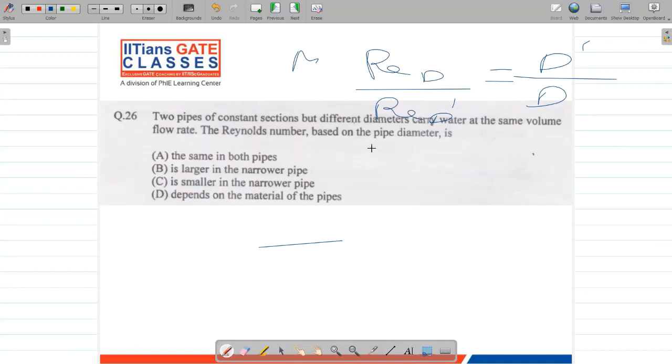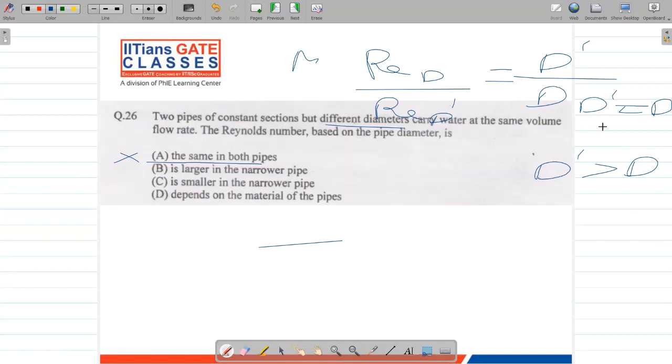Now they're asking us Reynolds number based on the pipe diameter, same for both pipes. So from the equation, you can see that only if D prime is equal to D, we can say that the Reynolds number is also the same. But they have told us that they have different diameters. So this cannot be true. Is larger and narrower pipe. So let's say you assume that D prime is going to be higher than D. So pipe with diameter D is a narrower one.